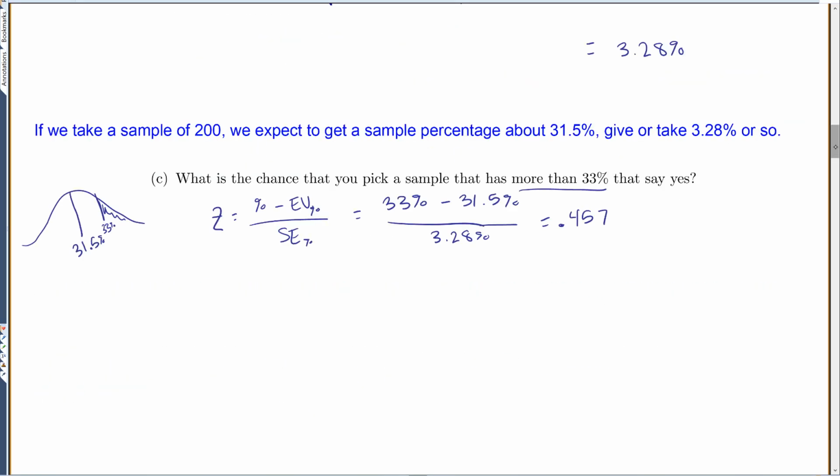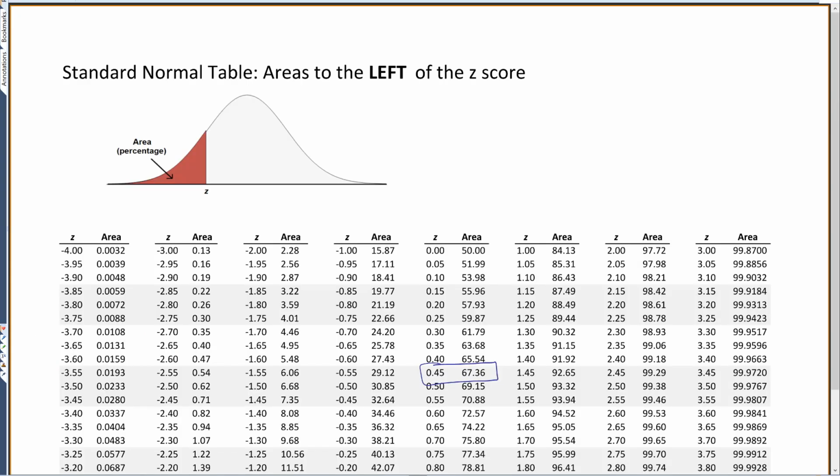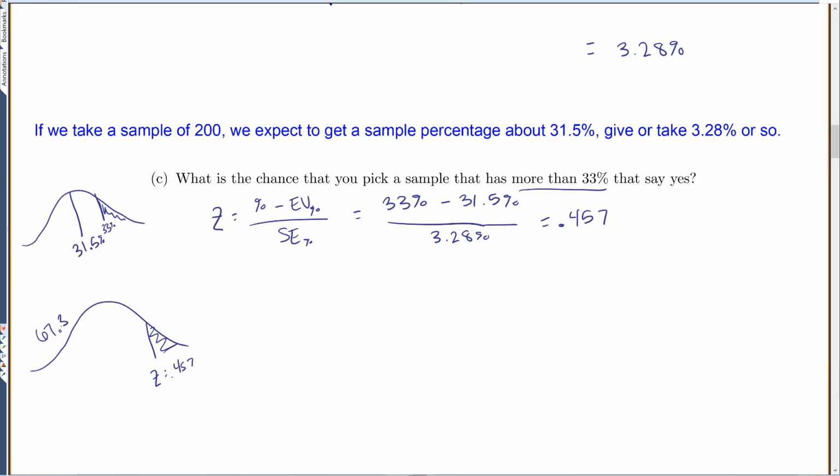So let's draw a picture, because we should always draw a picture. I have a z value of 0.457, and I'm looking for the area to the right. The area to the left was 67.36. But I wanted the area to the right, so let's do 100% minus that 67.36%, because we know that all the areas have to add up to 100.